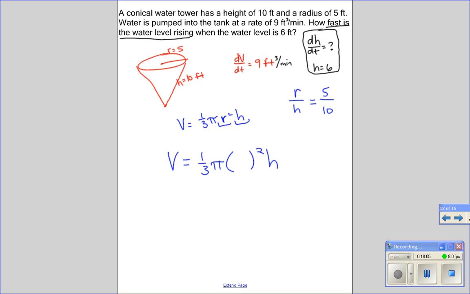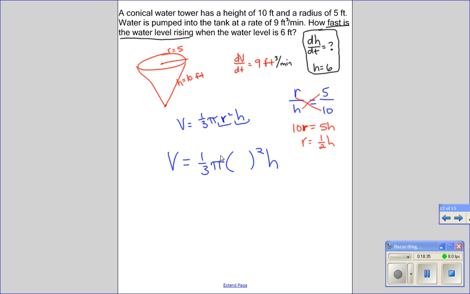Since I know nothing about radius, I want to put as much information about height as possible in here, because that's the only thing I'm being asked about and told anything about. So I'm going to use a little old school cross multiplication, and I want to solve this for r. So r is equal to 5h over 10, so 1/2 h.